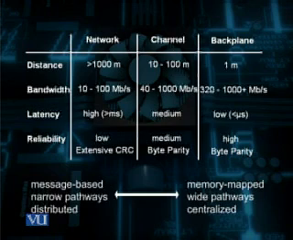The latency of the backplane is basically lowest, whereas for the channels it is medium, and for the networks it is highest. However, the reliability of networks is low, and it is medium for the channels, and it is very high for the backplanes. Backplanes usually use the byte parity methods to achieve the reliability in the system, and it gives us a very high reliability.